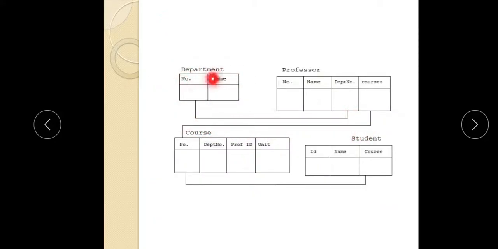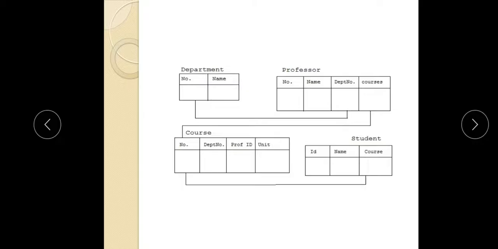So the department table and the professor table are connected using the department number. See here, they are associated by using the field called department number. Now the professor table and the course table are connected using the attribute called course number.